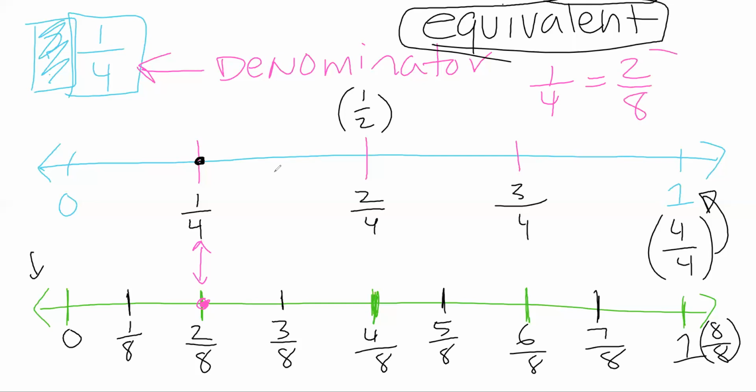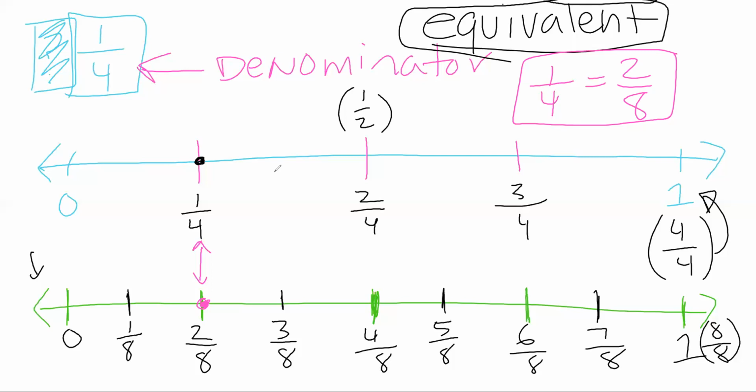They're exactly the same. 1/4 of a pizza is the same amount of pizza as 2/8 of a pizza. 1/4 of $1 million is the exact same amount of money as 2/8 of $1 million. That's what we mean by equivalent. They look different, but because we've partitioned the second number line into more parts, it still has the same value.